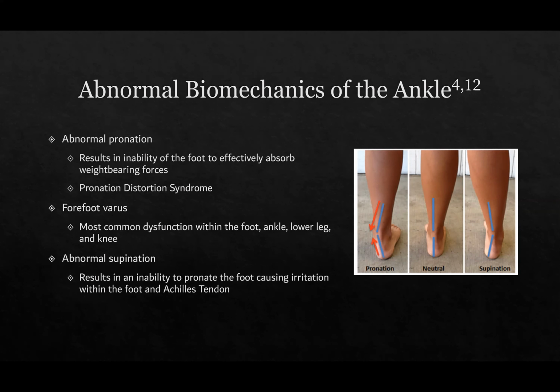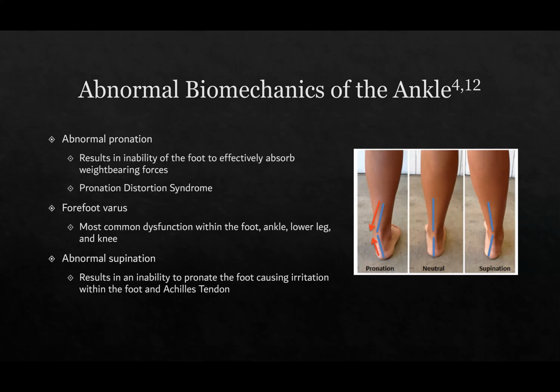Another abnormal biomechanic of the ankle and foot is forefoot varus, which is the single most common intrinsic cause of mechanical pain and dysfunction within the foot, ankle, lower leg, and knee, influencing everything within the kinetic chain. Abnormal supination results in inability to pronate the foot, which can cause irritation within the foot, such as plantar fasciitis or Achilles tendonitis. And abnormal pronation and supination can indicate excessive or restricted motion within the foot and ankle, which will cause the athlete to develop compensatory patterns for the ankle to appropriately function during the gait cycle.